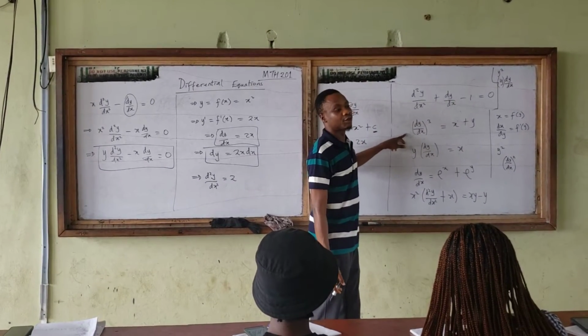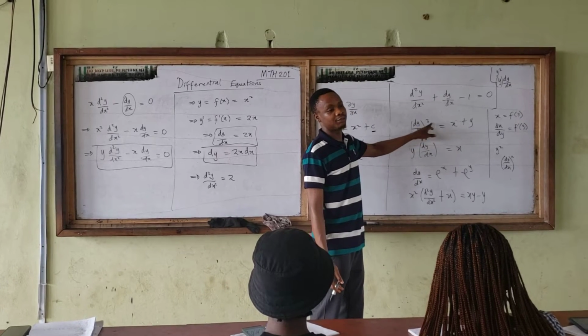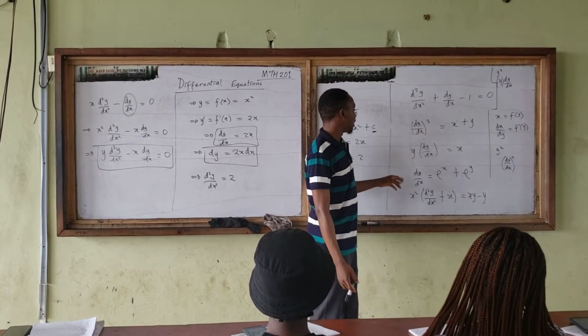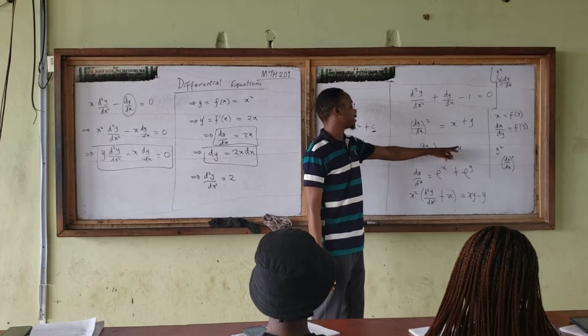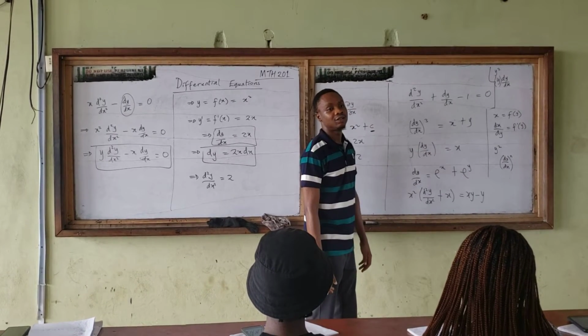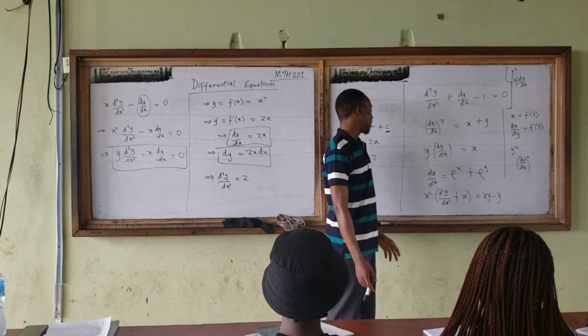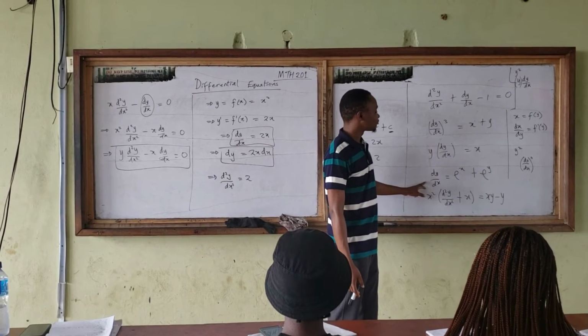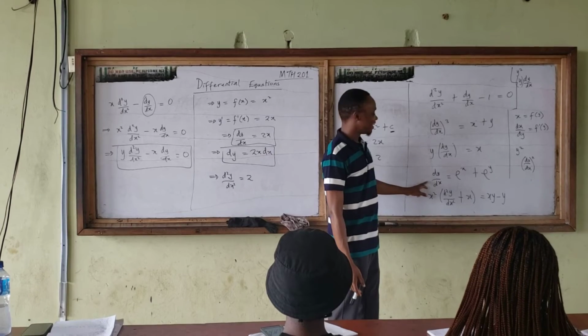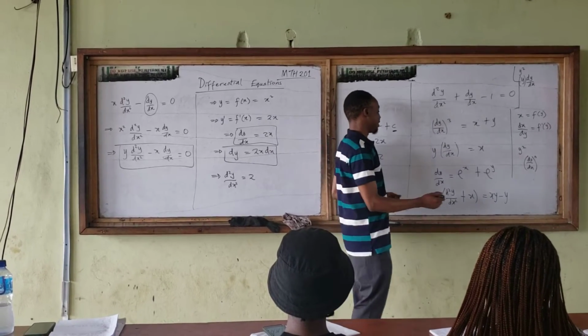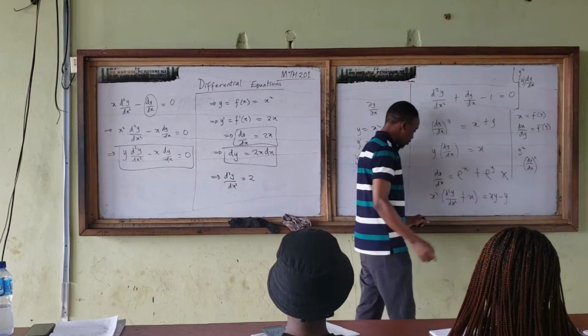Alright, look at the second one. Is it linear? No. Because of the power here being 3. Is it clear? Okay, the next one. Y, the x equal to x. Is it linear? No. Because you have product of y and its derivative. Then the next one. Is it linear? It is not linear. I'll tell you why.